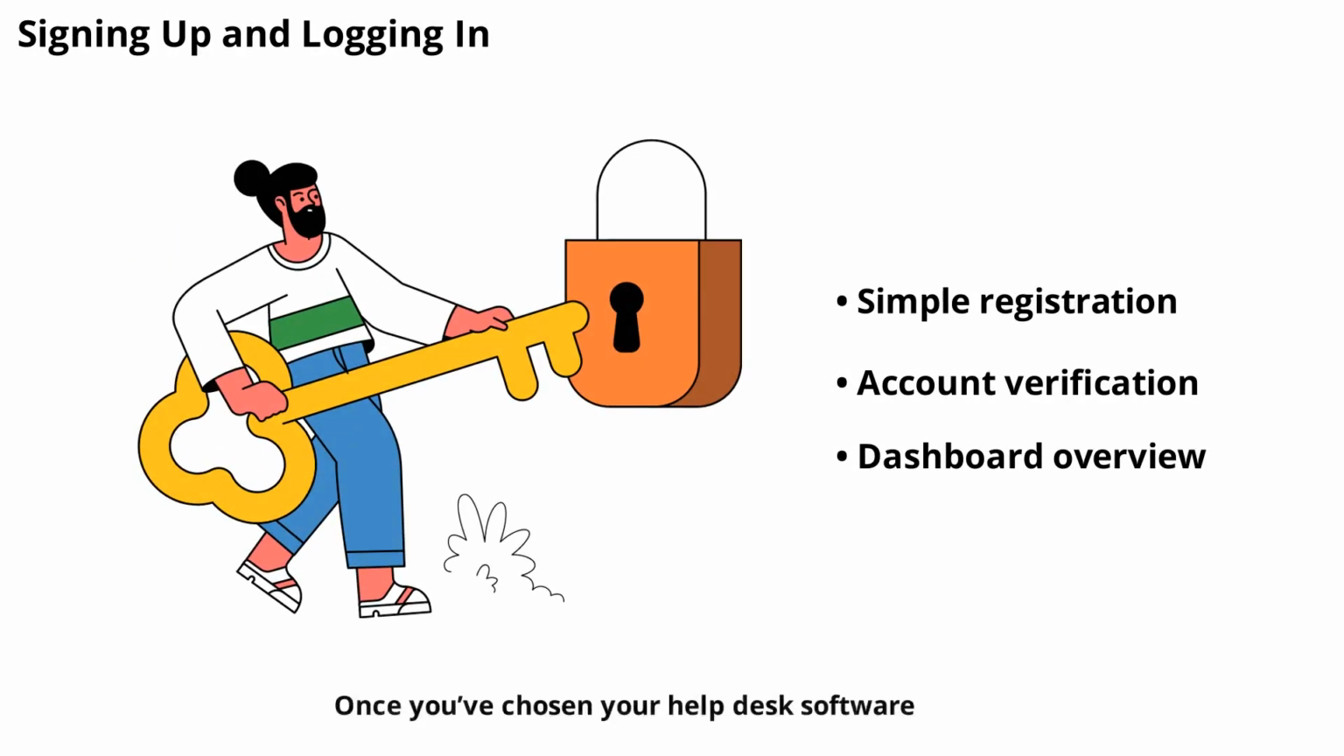Once you've chosen your help desk software, the first step is to sign up for an account. Most platforms offer a simple registration process. Just provide your email, create a password, and verify your account. After registration, log in to access your dashboard. This is where you'll manage all your document signing requests and other support tasks. Take a moment to familiarize yourself with the layout and available features.